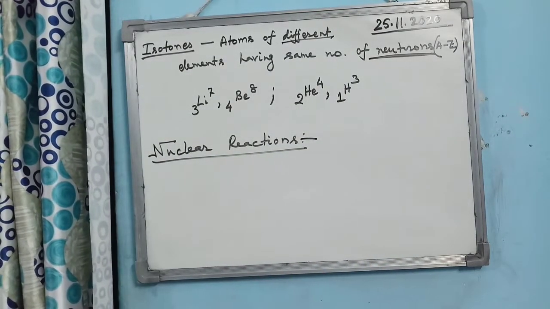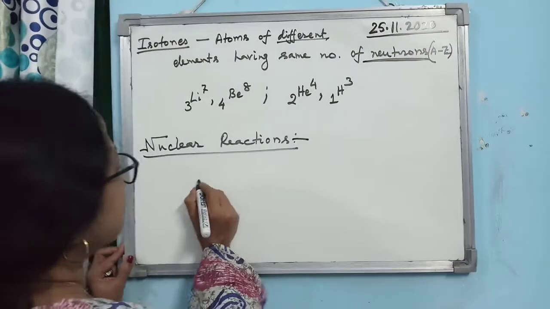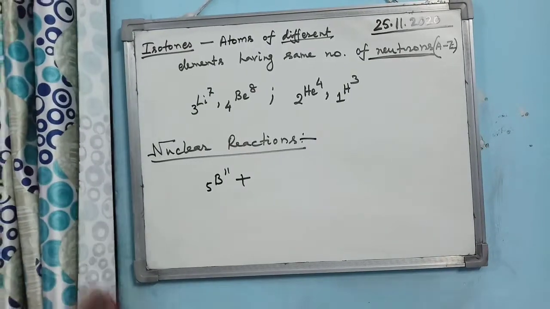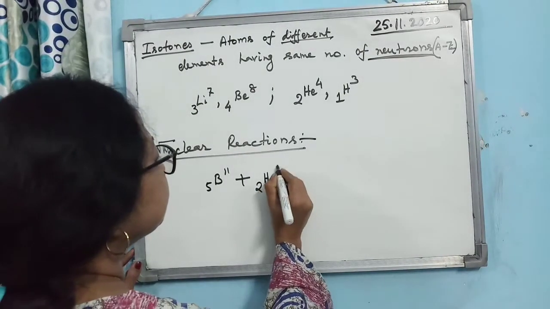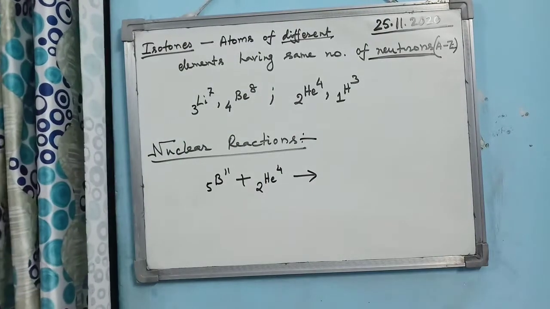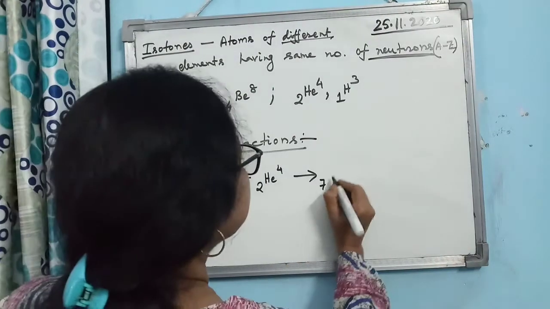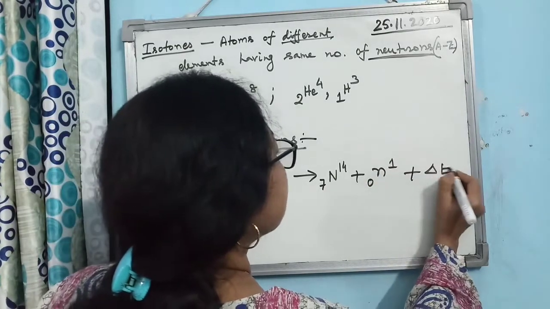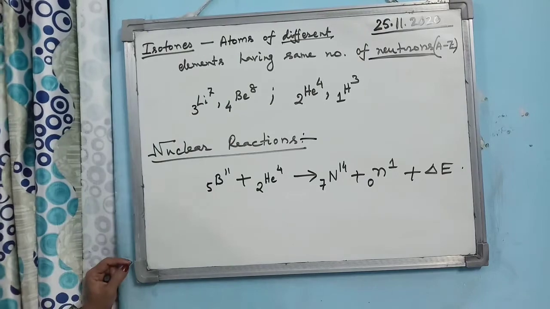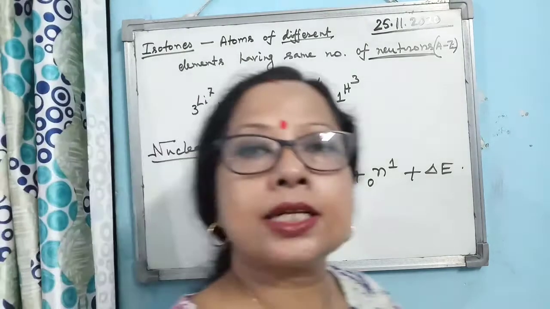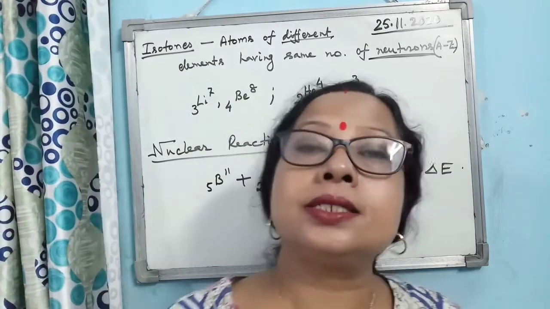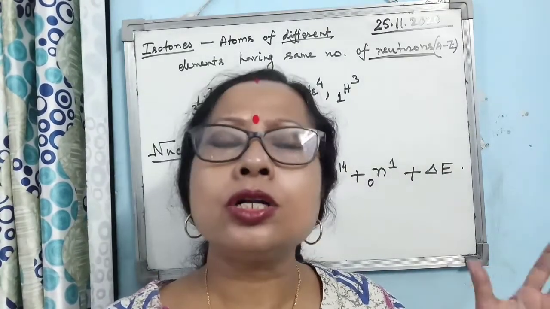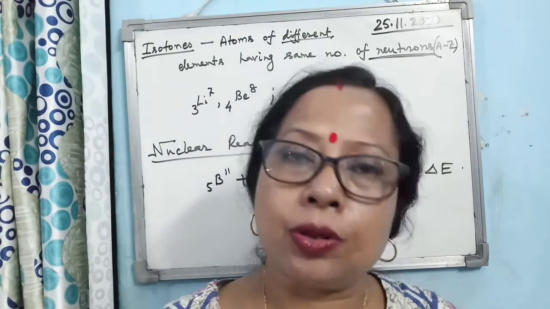I am just writing one equation. Suppose it is 5B11 plus 2He4 producing 7N14 plus 0N1 plus a certain amount of energy, a large amount of energy, because all of you know any nuclear reaction always obeys Einstein's mass-energy equivalence, E is equal to delta m c square. So a lot of energy is produced in a nuclear reaction.